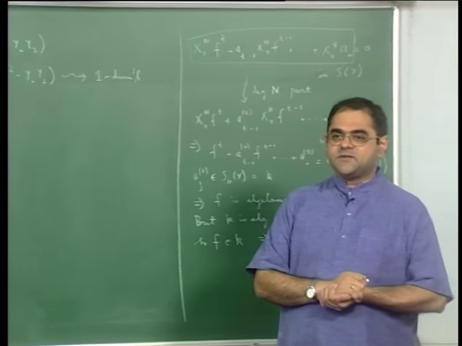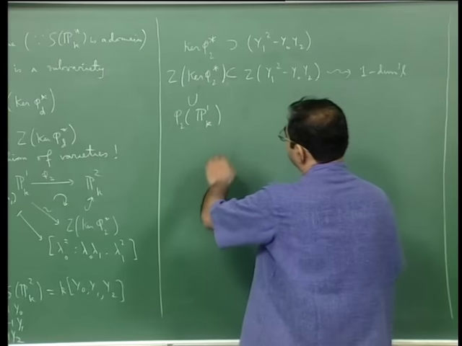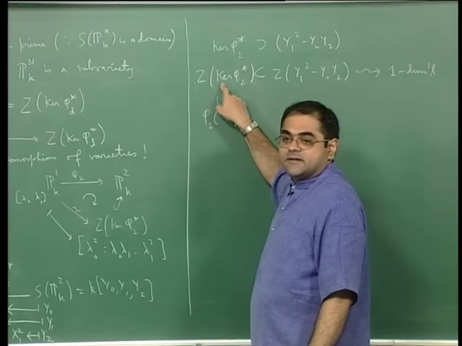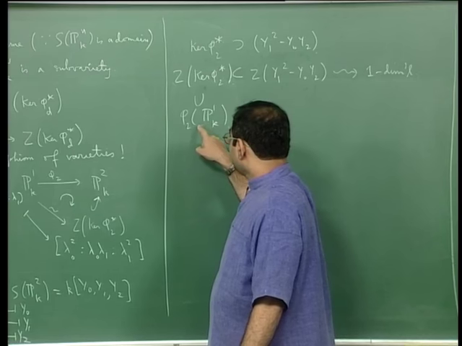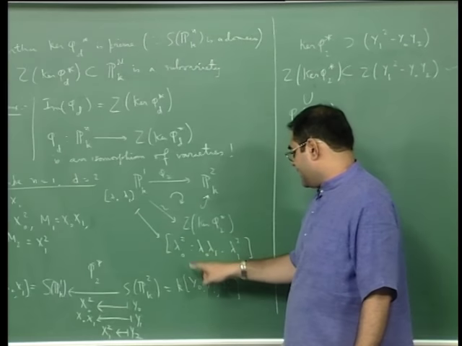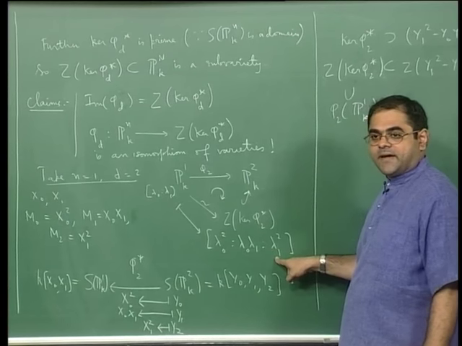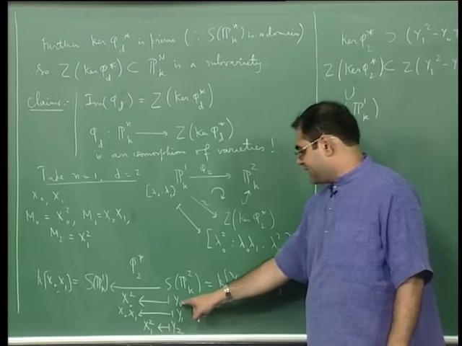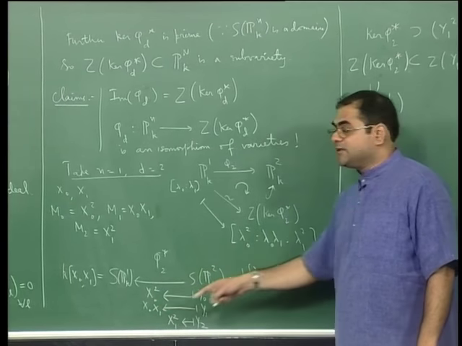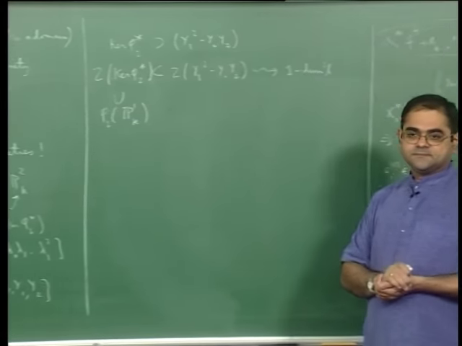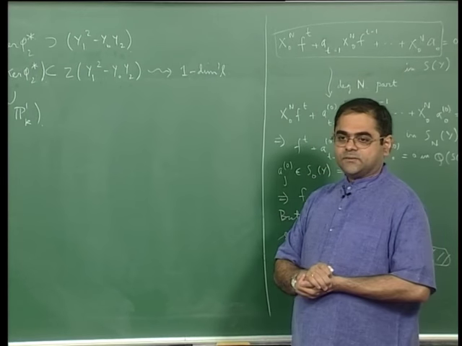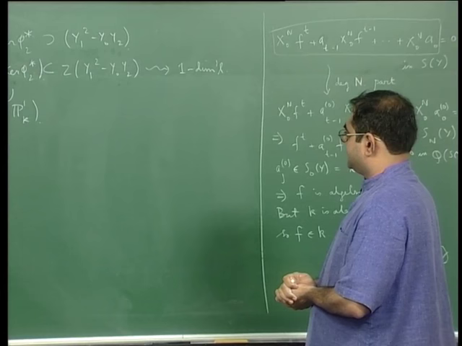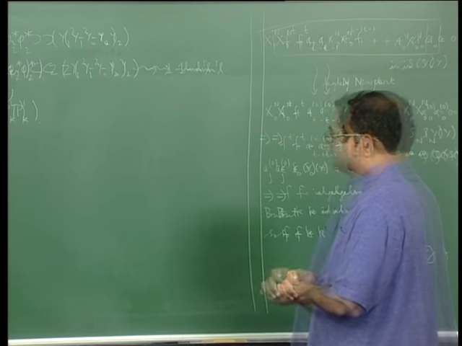By definition it contains phi 2 of p1, because take any point in phi 2 of p1, it is of this form, and the way we have defined phi 2 star will tell you that this is contained inside this. I think that's probably pretty easy to see. Just a minute, I think I just have to write it down.